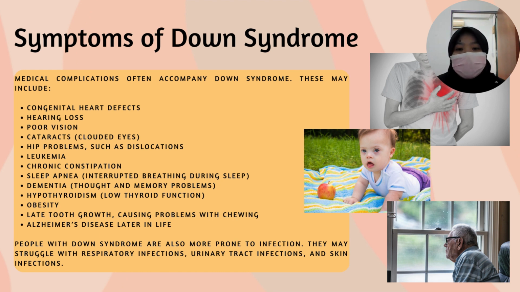People with Down syndrome are also more prone to infection, and they might struggle with respiratory infection, urinary tract infection, and also skin infection. That's why people with Down syndrome sometimes get ill very easily compared to a normal person with very normal medical functioning, with very good heart functioning.